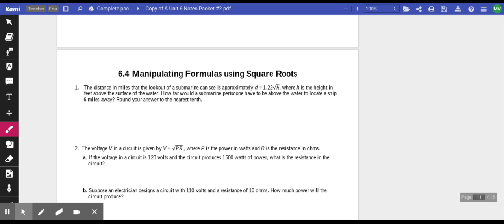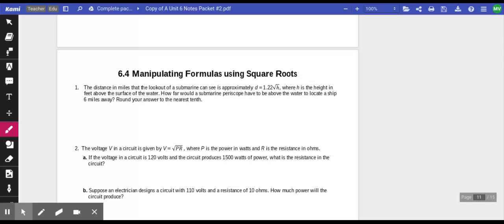So, number one, the distance in miles that the lookout of a submarine can see is approximately d equals 1.22 square root h, where h is the height in feet above the surface of the water. How far would a submarine periscope have to be above the water to locate a ship that's 6 miles away?